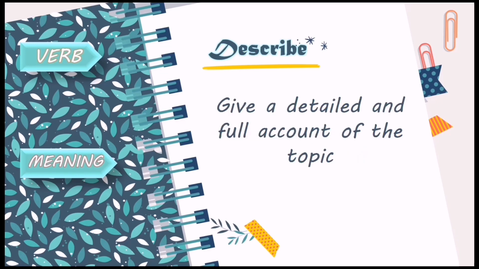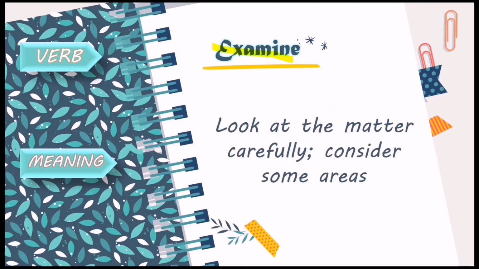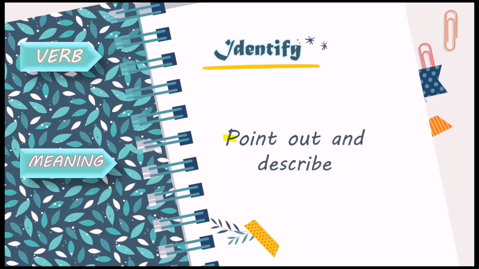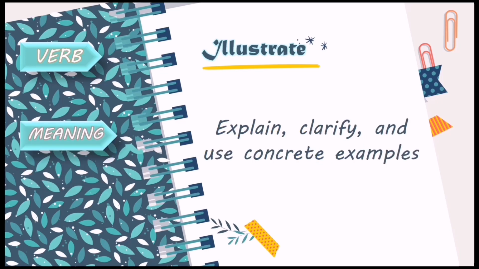Describe. Give a detailed or full account of the topic. So you are going to describe, to tell what was the topic all about. Examine. Look at the matter carefully. Consider some areas. For example, examine the result of the experiment. So you are looking for specific detail. Explain. So you are going to give reasons for something. Identify. Point out and describe. Illustrate. So you are going to explain, clarify, and use concrete examples.